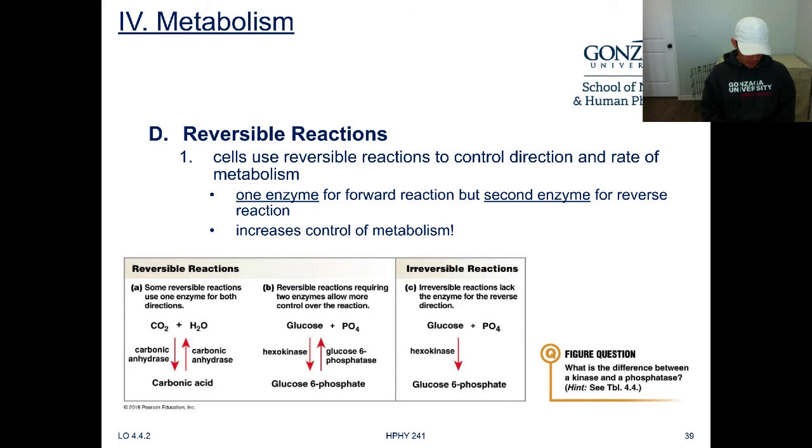Okay, here's a really complicated diagram. I'm not going to go into it. I don't expect you to know it. It's just illustrating the concept of these two different enzymes to control forward and reverse reactions.